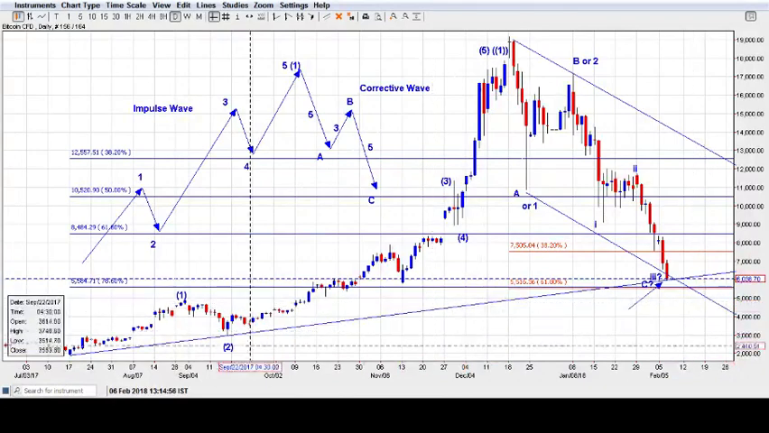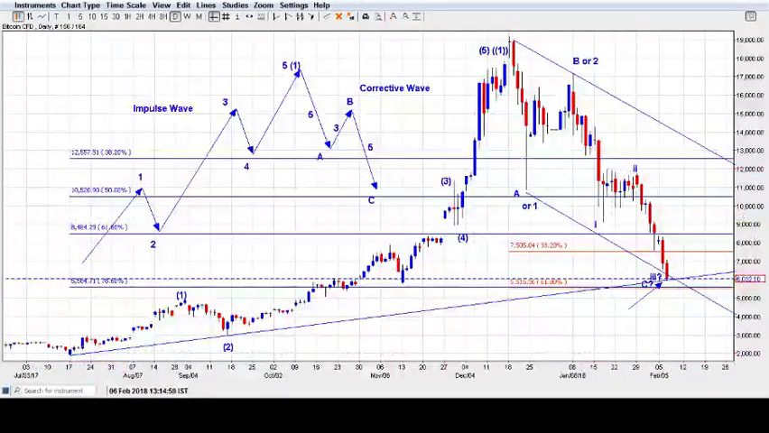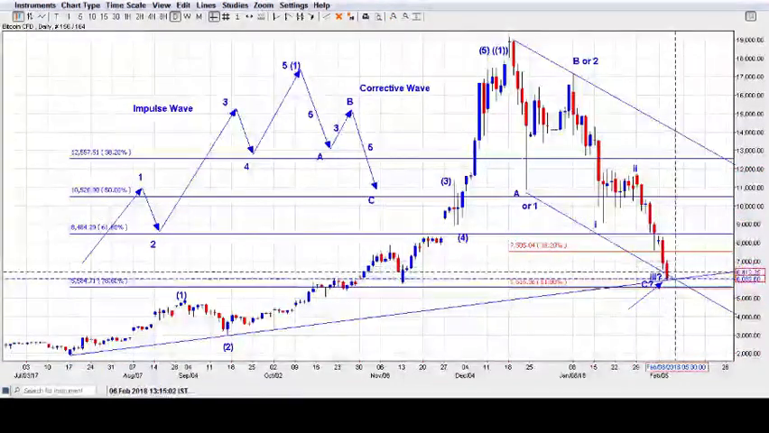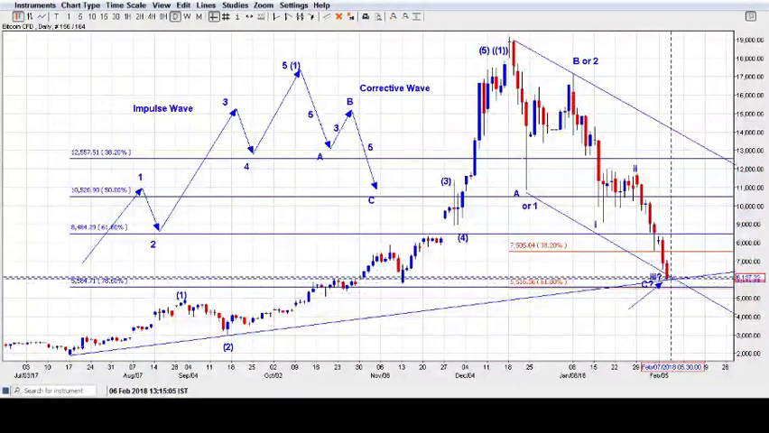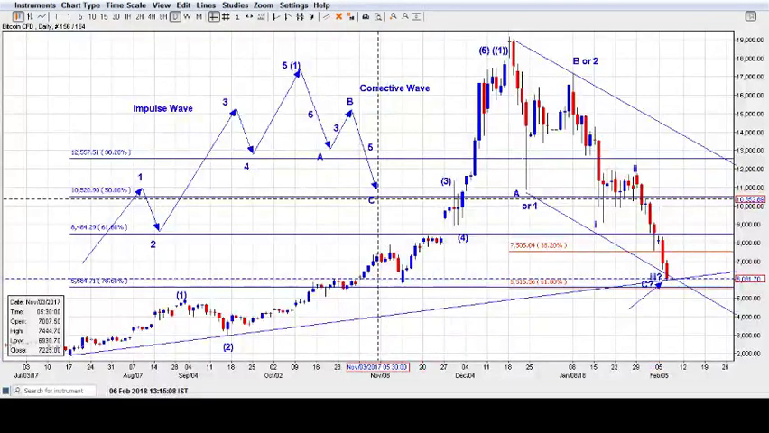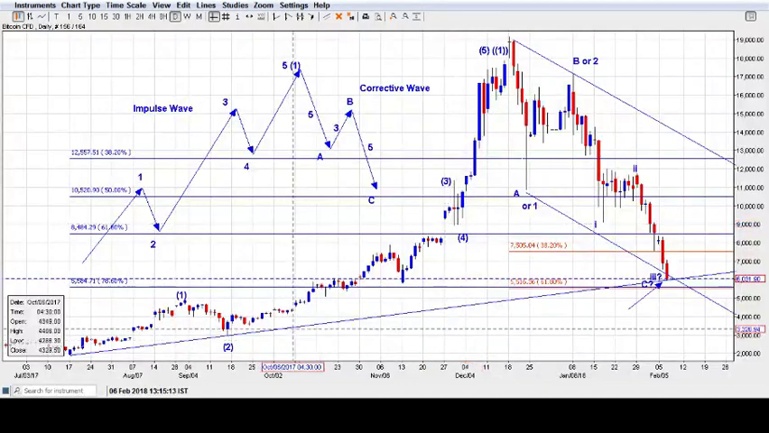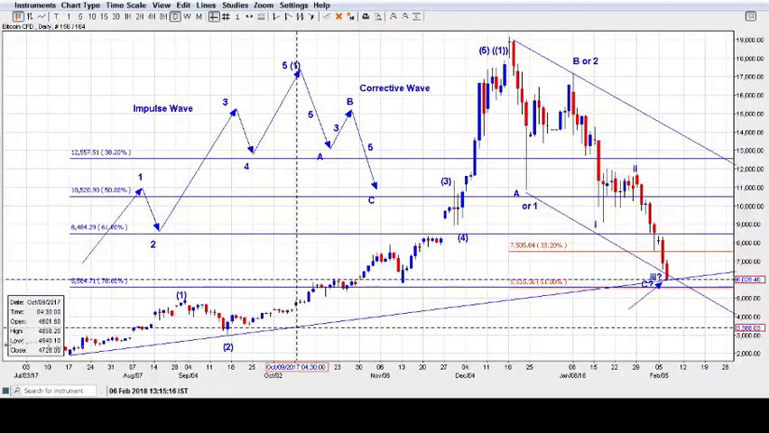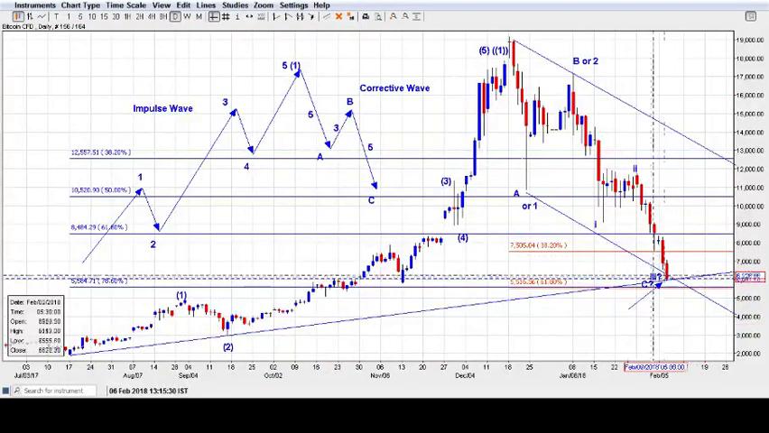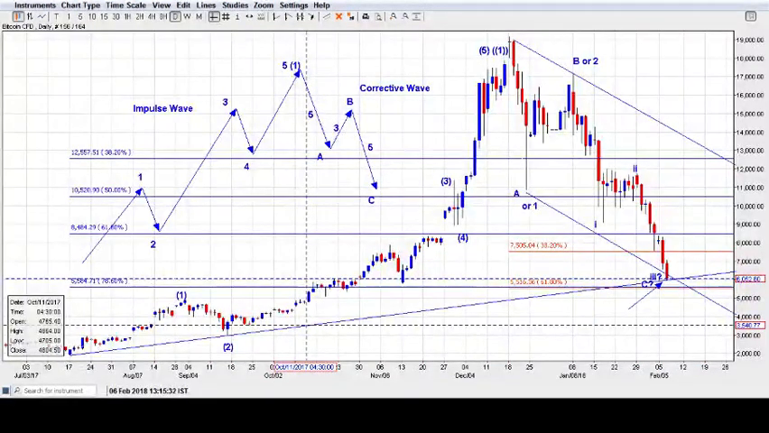All right, point number 1, the corrective wave might be just ending. We might be just very close to the C wave termination point. That's point number 1. Point number 2, we are right at the 7-month-old trend line support that needs to be respected at least, and given a bit of time to react around this level. All right. So give it a few more hours, or maybe today and tomorrow, to see how it's reacting here.